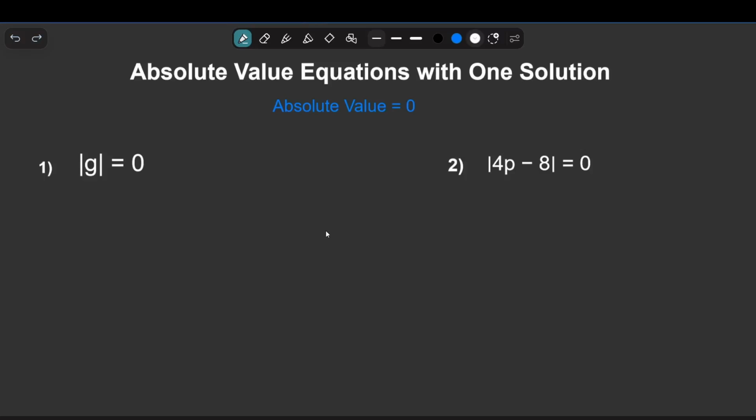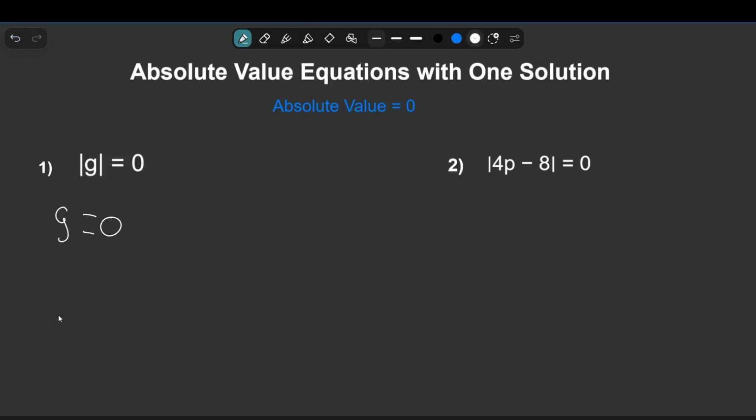And in this video I'm going to cover absolute value equations with one solution. Let's jump into number 1, where we have the absolute value of g equals 0. Now remember, the absolute value of a number is its distance from 0. So the absolute value of our g has to be 0. That means that our answer has to be 0, because 0 is 0 digits away from 0.